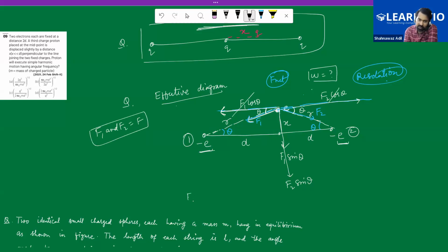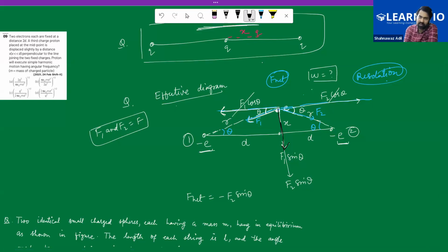So F net would be how much? F net would be minus F2 sin theta. Why am I writing minus? Because this is the displacement that we have written. The displacement is this, but the force is acting downwards. So this is minus F2 sin theta. Is it clear?